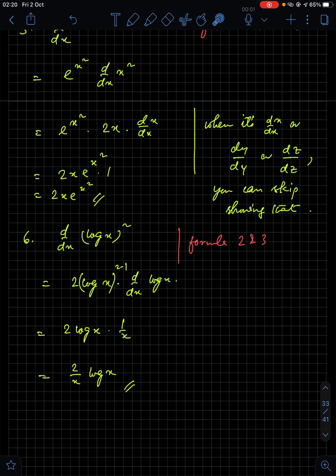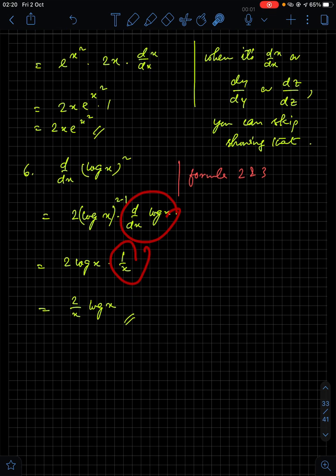Okay. So next question, question number 6, d/dx of log x square. Now log x is taken as u here. So you have to see it as d/dx of u square. So 2u to the power 2 minus 1, that is 2 log x to the power 2 minus 1 d/dx of log x. So 2 log x to the power 2 minus 1 will get you 2 log x, and d/dx of log x is 1 by x. Therefore your answer is 2 log x by x.